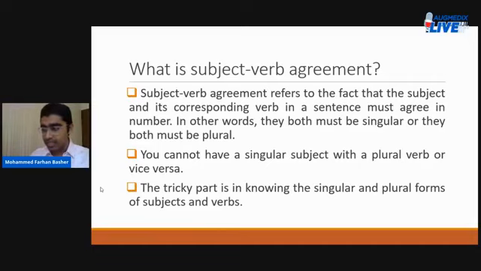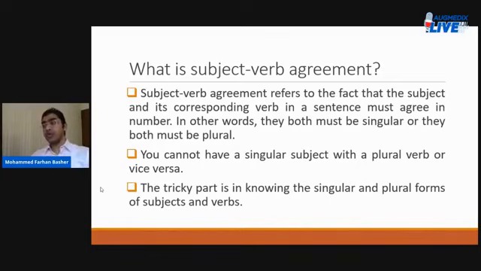The tricky part is in knowing the singular and plural forms of subjects and verbs. Okay, so in order to have your subject and your verb agree in a sentence, you have to have both your subject and verb either in singular or both must be in plural. All right. You cannot have a singular subject with a plural verb or a plural subject with a singular verb. Both the subject and the verb must be either singular or plural.